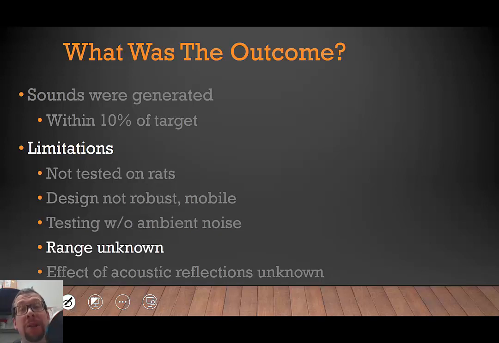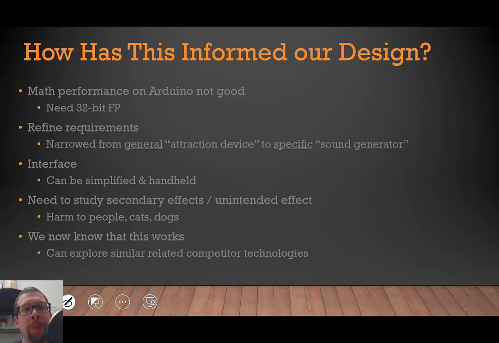The range for our system is currently unknown, and the effect of acoustic reflections in environments where rats would normally be present, where there would be lots of objects, and how those objects would interfere or modify the sound that is being used by our sound generation system is currently unknown.